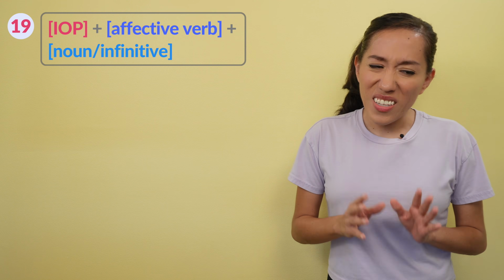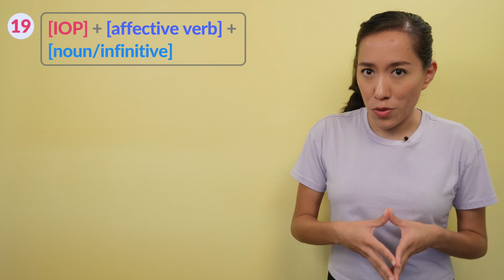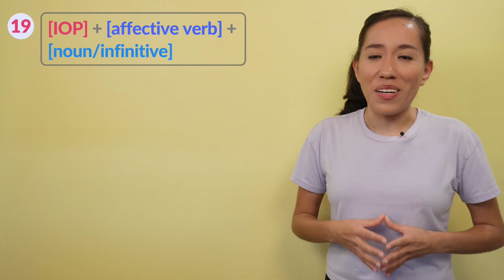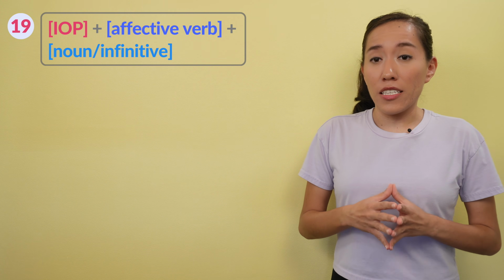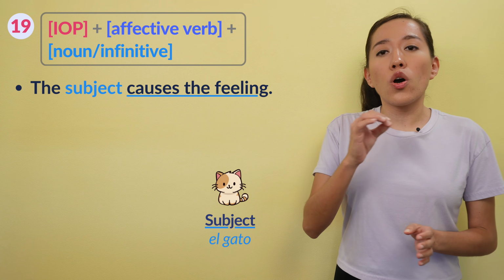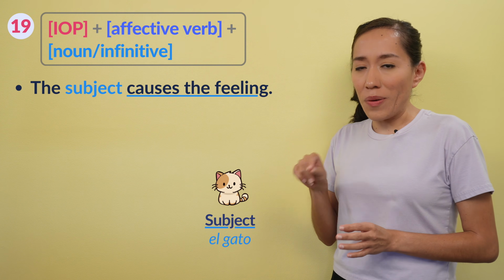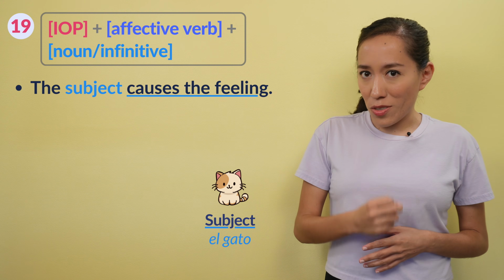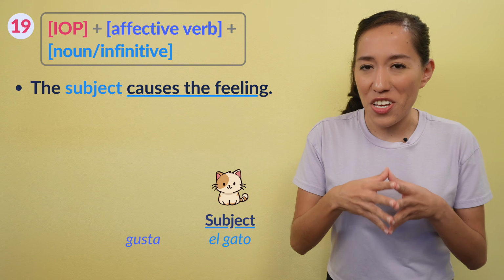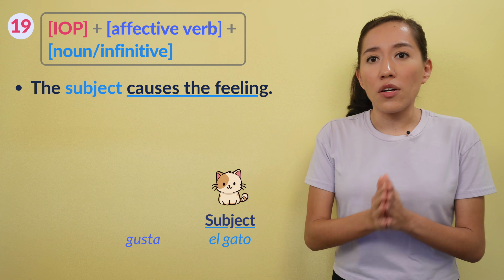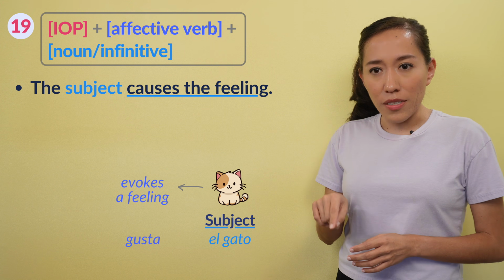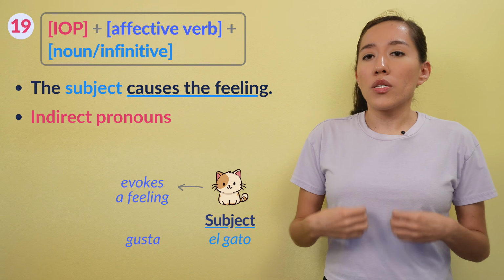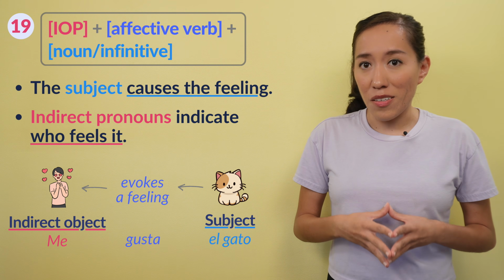This is a formula that can be extremely confusing for students. Esta es la fórmula de los verbos como gustar. Formula 19 expresses that the subject causes a feeling on someone. Como muchos otros verbos, we are going to conjugate based on the subject. However, the subject is the thing or the activity causing the feeling. We are going to use the indirect object pronoun to express who is experiencing the feeling.